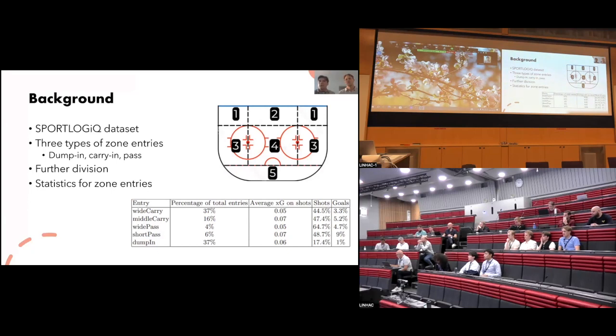We also divided the rink into these 5 areas. The first one, number 1, is upper wide. Then we have upper middle, middle wide, the slot, and behind goal crease. We can also see some statistics for the different zone entries, for example, what their percentage was and how many of them led to shots.